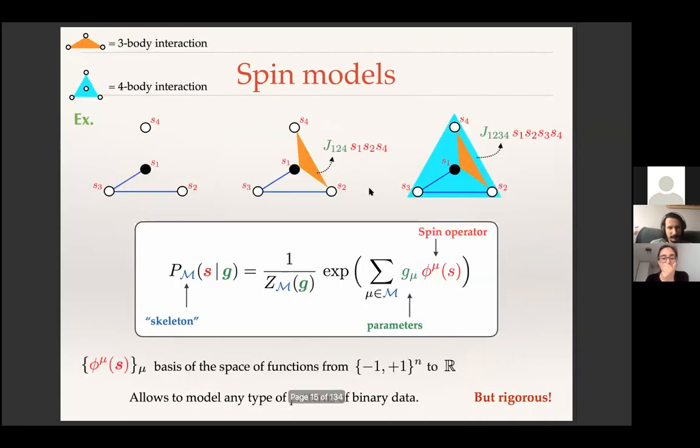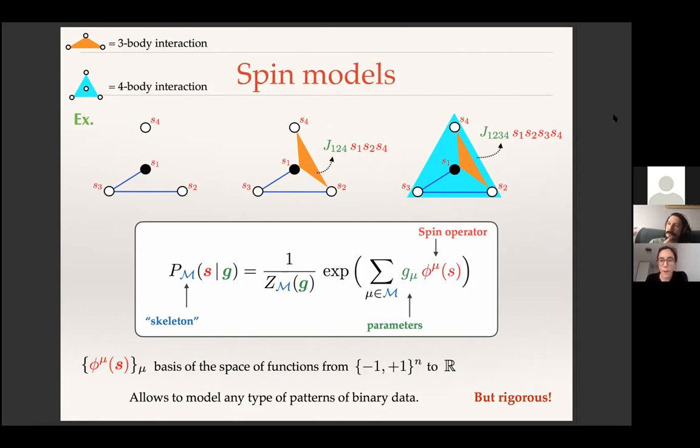Okay, so more generally, you can write down the most general form of spin models like this. You can choose your skeleton, which is a set of interactions. Here I took models with 4 random variables, so there are 4 spins, and I gave you 3 examples. I will call M the skeleton. And so your Hamiltonian now is a sum over the interactions belonging to this skeleton, to this model M, of a certain parameter that I call J_mu times a spin operator that I call phi_mu.